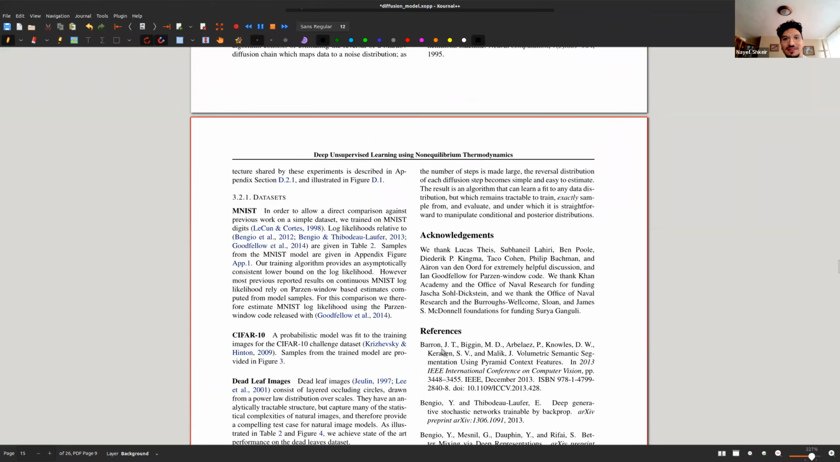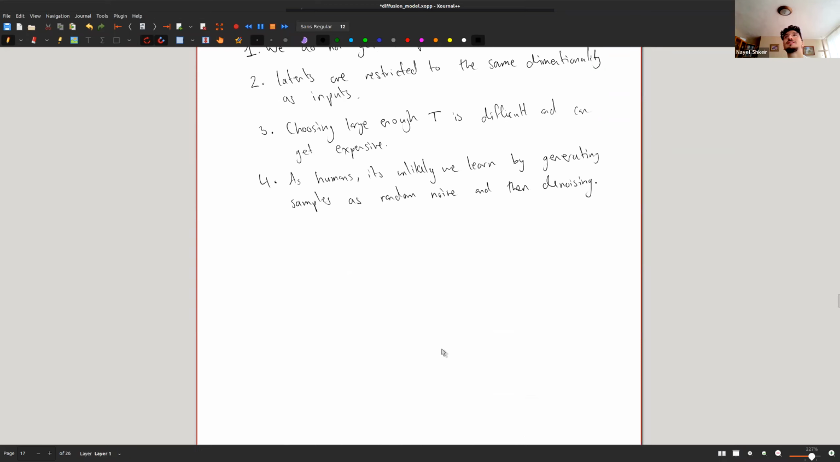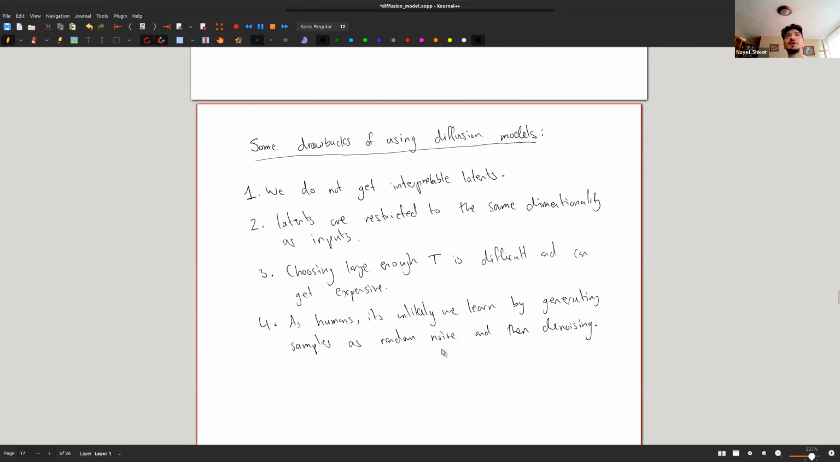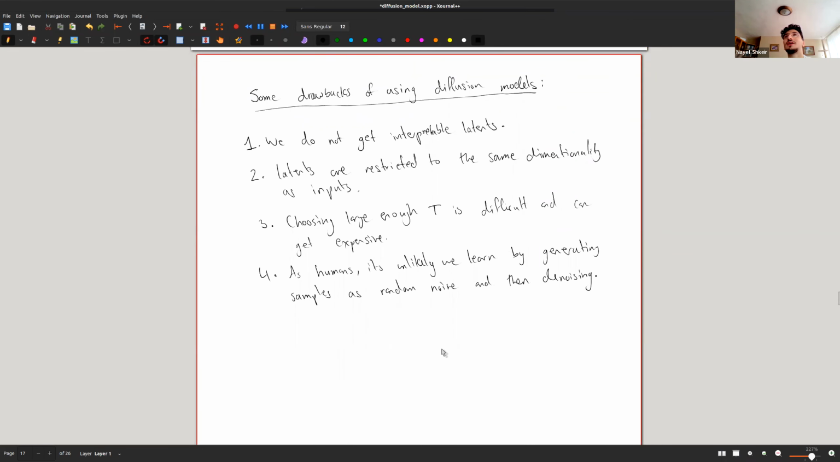Oh, and I guess the time's up, but one last drawback is, as humans, it's unlikely we learn by generating samples. We generate a sample as random noise and then denoise, right? We're trying to model the way that humans learn, and I don't feel like this is the way that humans actually learn. But it's a very good model though, and it works very well. So that's always good.